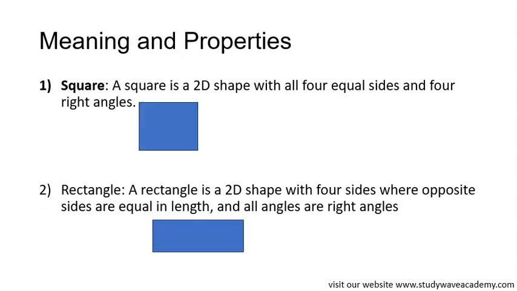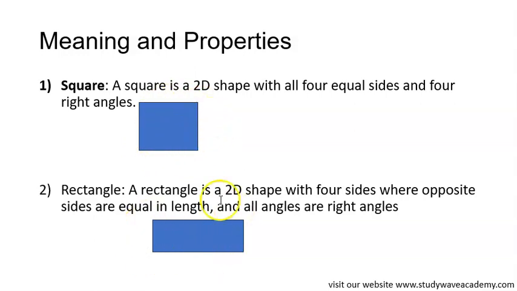Okay? So we have the square. This is a square. A square is a 2D shape with all four sides equal and four right angles, okay? Four right angles and all four sides are equal.